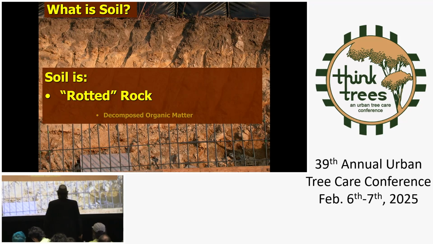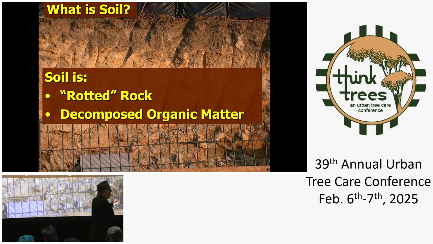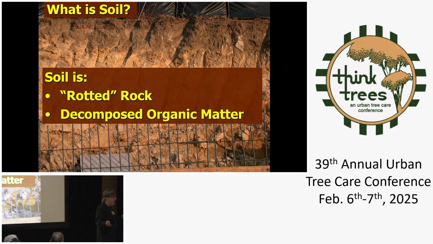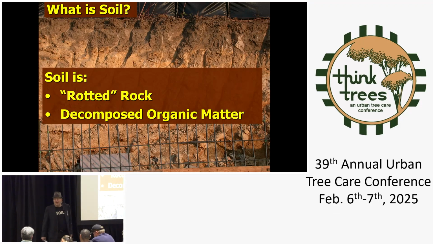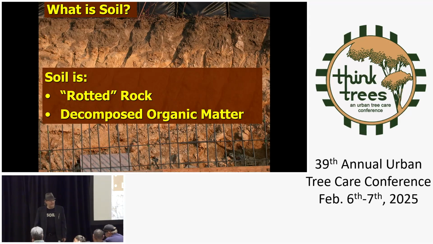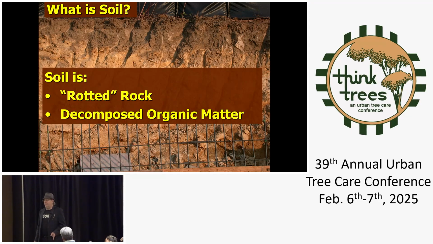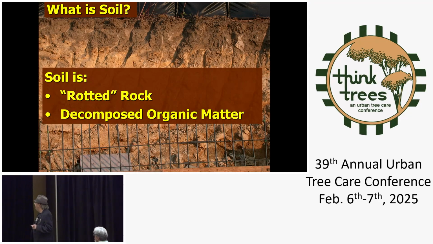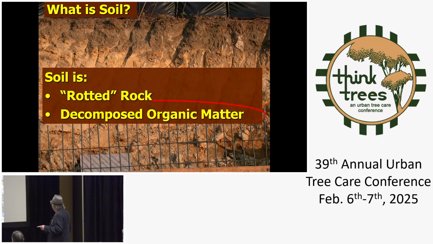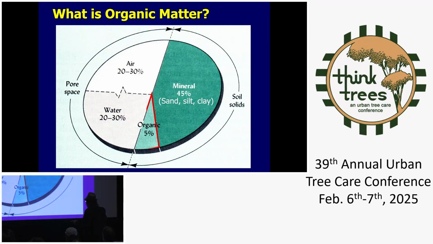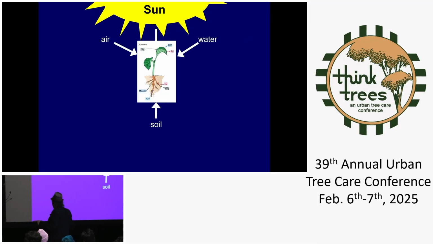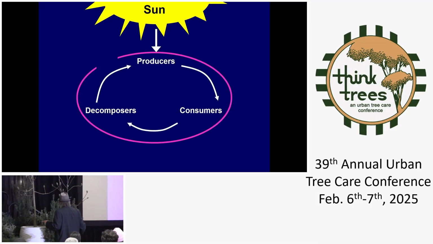So look, right? Soil is rotted rock and decomposed organic matter. So we talked about clay. And that clay has isomorphic substitution on it, and that causes a charge that can store nutrients, right? Turns out there's one other thing in soil. Guess what it is? Turns out there's one other thing in soil called organic matter.